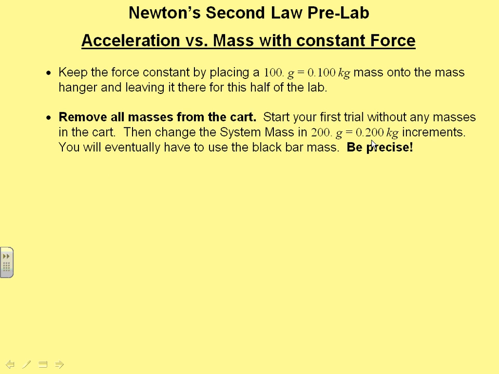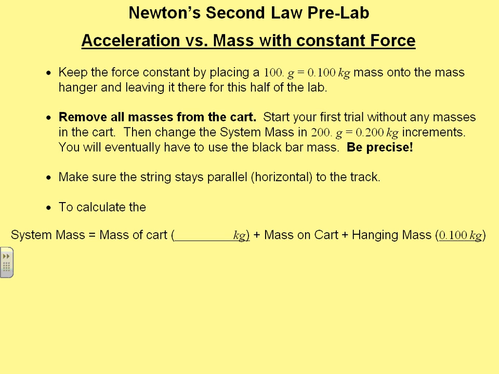Then we're going to add 200 grams, 0.2 kilogram increments into the cart. You got to be a little careful when using the black bar mass, be precise. Then we're going to keep the string parallel to the track. And we're going to calculate the system mass, which is what you're going to record in your data table and what you're going to graph, acceleration versus mass, by figuring out the mass of your cart, put it on a balance around the edge of the room, add in anything you put in the cart for those trials, and then the 0.1 kilogram hanging mass.